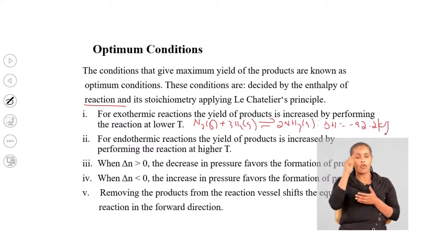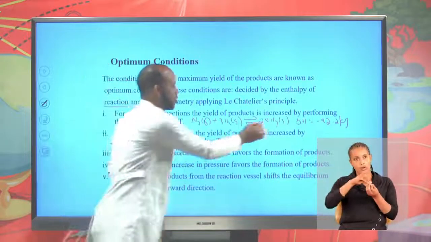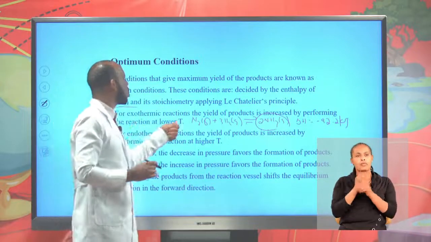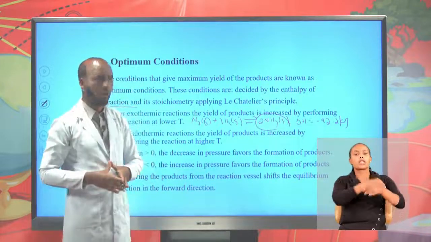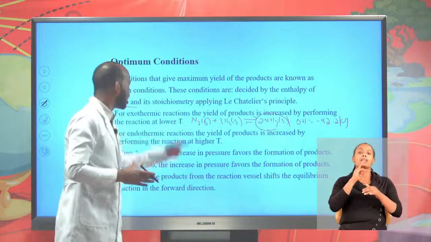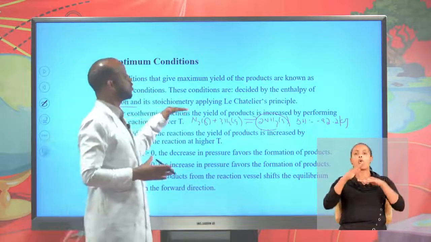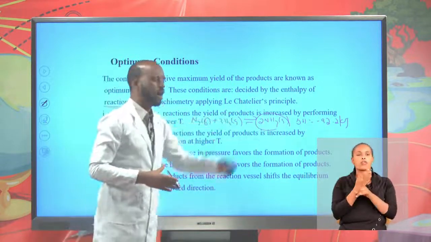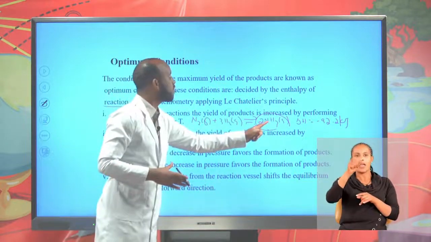For exothermic reactions, the yield of products is increased by performing the reaction at lower temperature. When temperature is decreased, equilibrium shifts to the product side. Formation of ammonia, formation of the product, is favored.